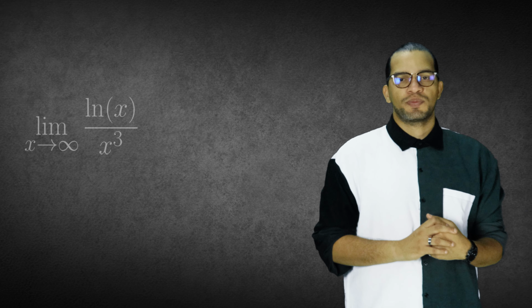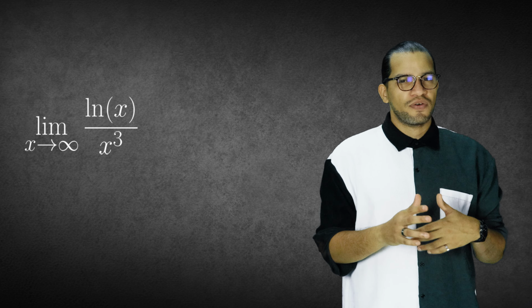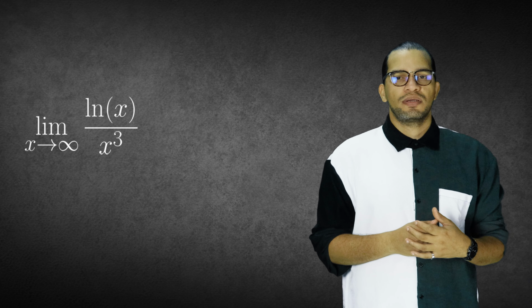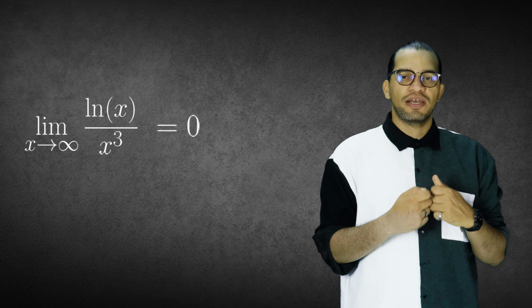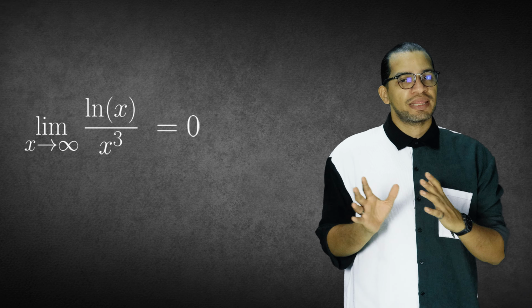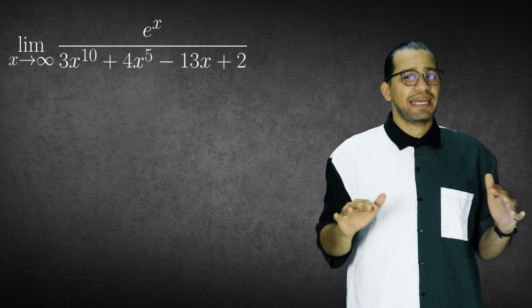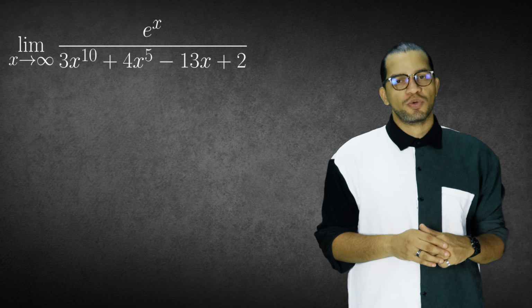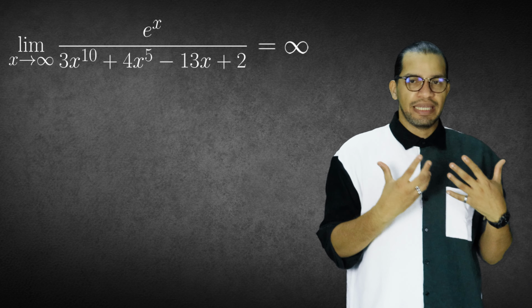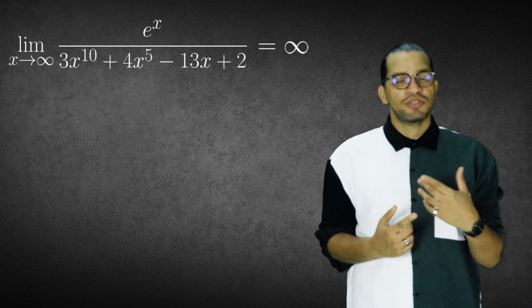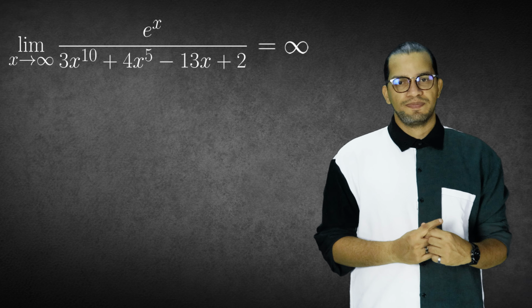Now, let us consider the limit when x goes to infinity of ln of x divided by x cubed. Now, we know that the infinity of any polynomial is bigger than the infinity of any logarithmic function. Therefore, this limit goes to 0. Finally, if we have the limit when x goes to infinity of e to the x divided by any polynomial, this limit will go to infinity because e to the x at infinity dominates the polynomials.